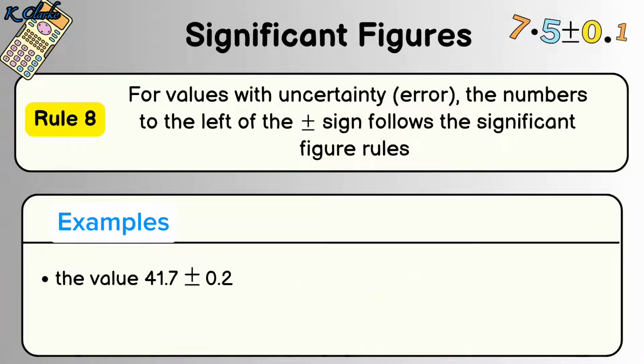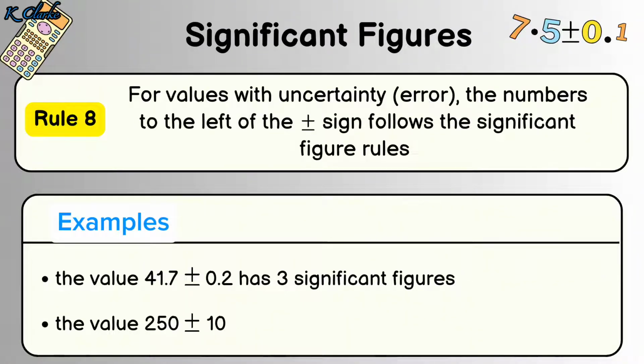Examples: the value 41.7 plus or minus 0.2 has 3 significant figures, which are the numerals 4, 1, and 7. The value 250 plus or minus 10 has 2 significant figures.